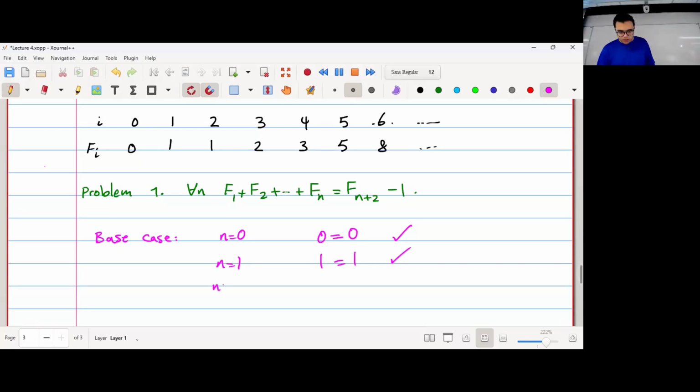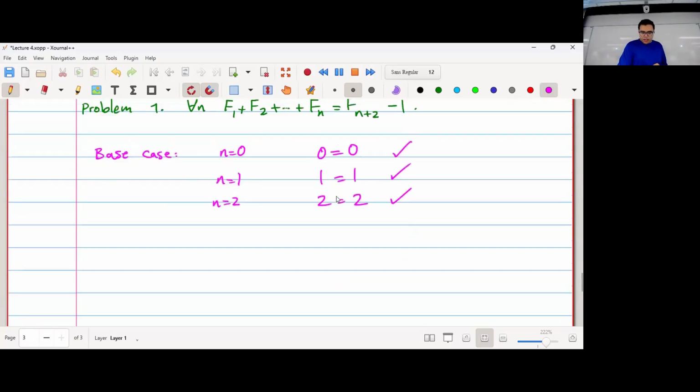Let's do that. So for n equal to 2, on this side I have F1 plus F2, so I have 2. On this side I have F(4) minus 1, which is also 2. Great. Now I could use any of these as my base case. I can just use n equal to 0 as my base case. It's fine. Okay. So now let's do our induction step.